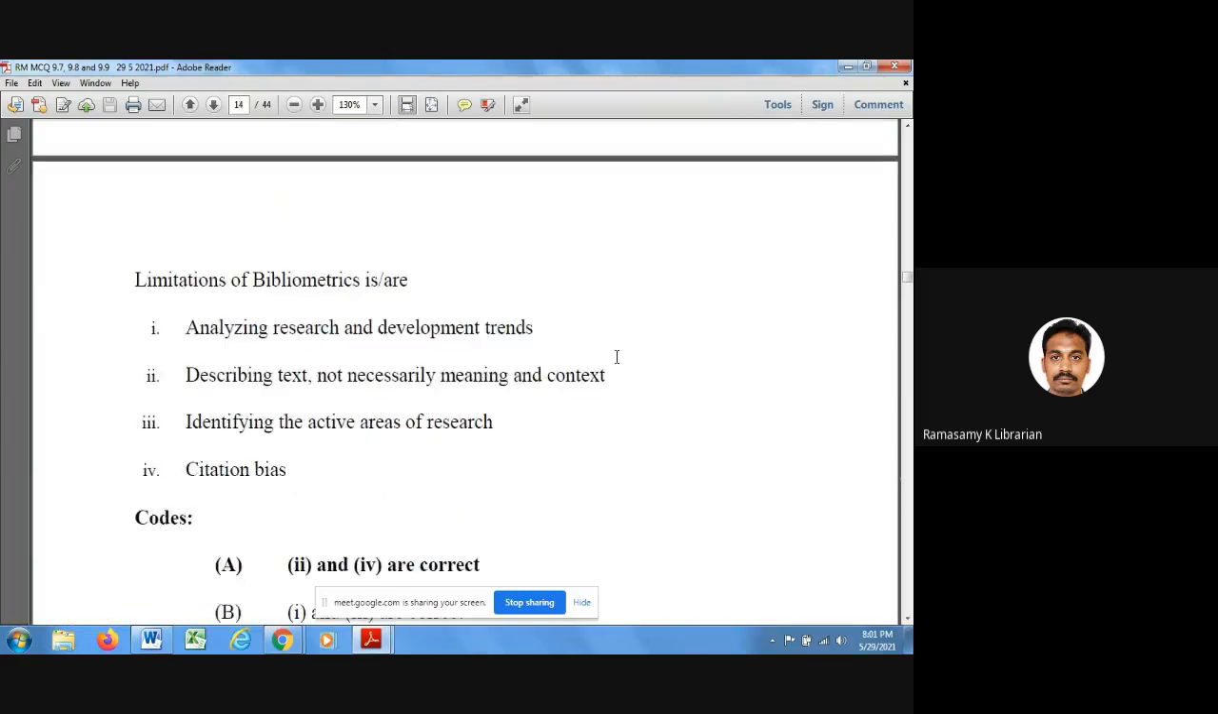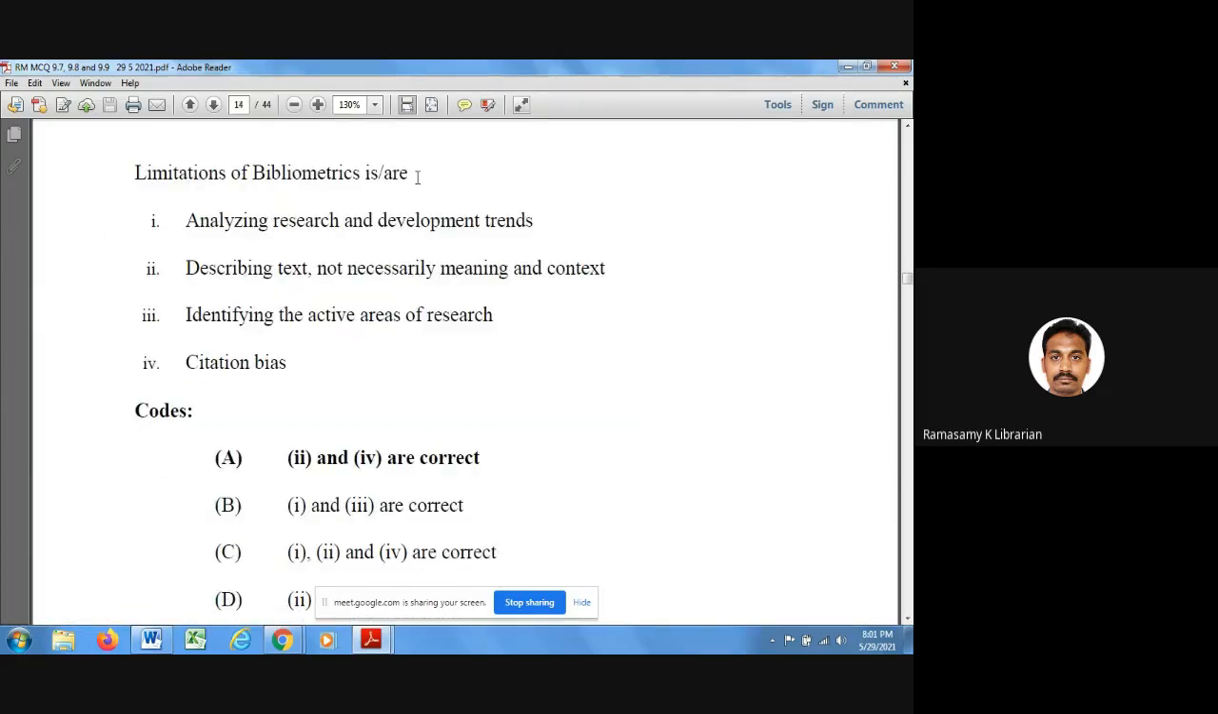Okay. Limitations of bibliometrics. What are the problems with bibliometrics? In bibliometrics, we are just describing text. We are not bothered about what those texts mean, or in what context those texts were used. That is one problem. Secondly, there is always citation bias. For example, I will always cite my research supervisor. My supervisor will always cite his friends. I will cite you, you cite me. That kind of bias is always there in citation. These are the problems in bibliometric or scientometric studies.